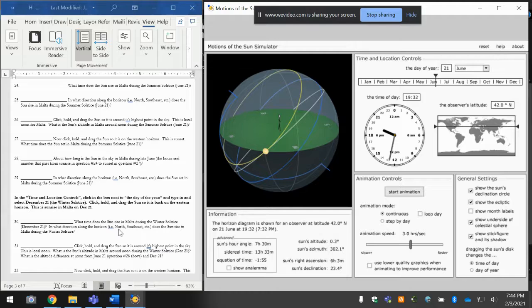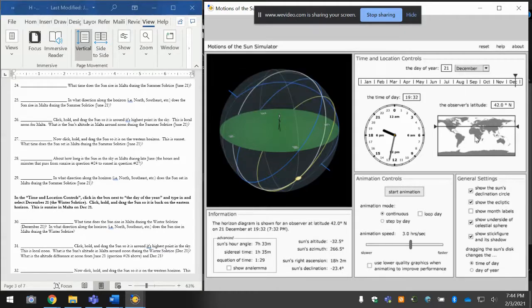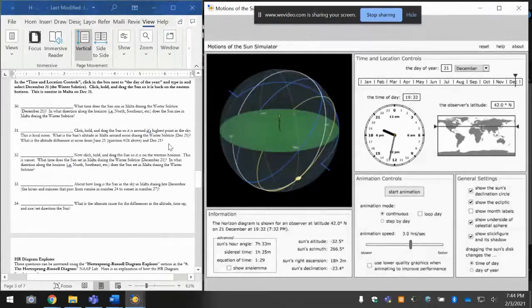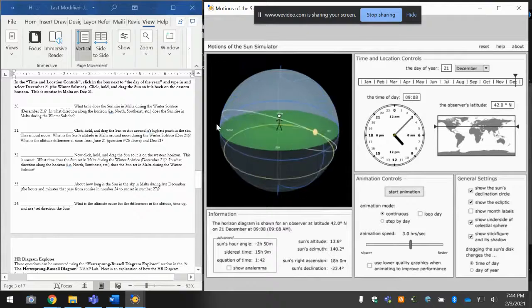Okay, now we're going to move to December 21st in Malta. So I'm just going to change this to December. We're going to see quite a different picture here. First, what time does the sun rise? So let's get the sun back rising here.